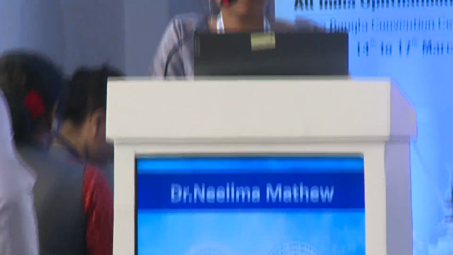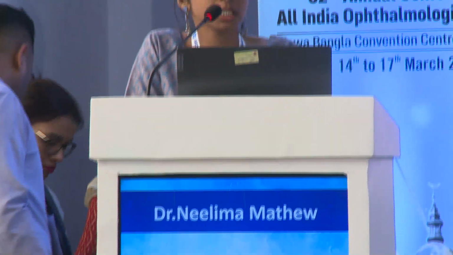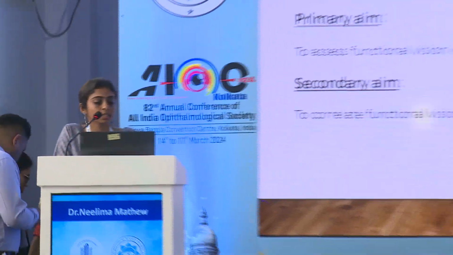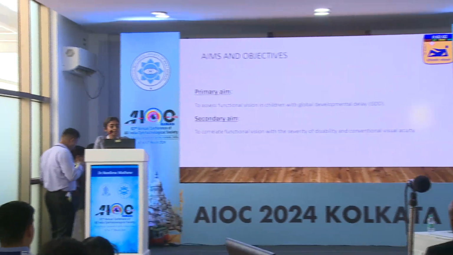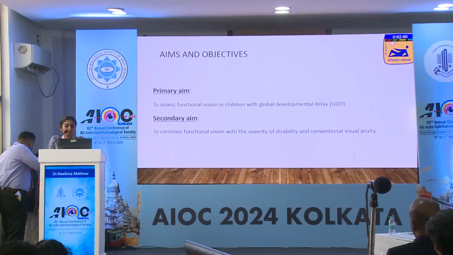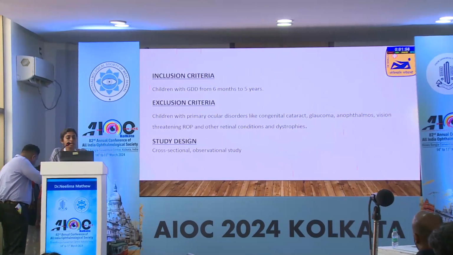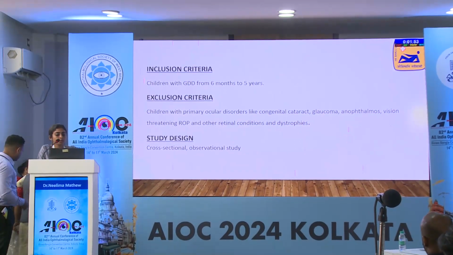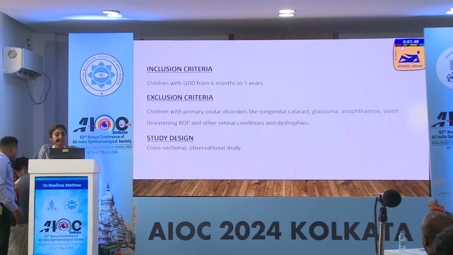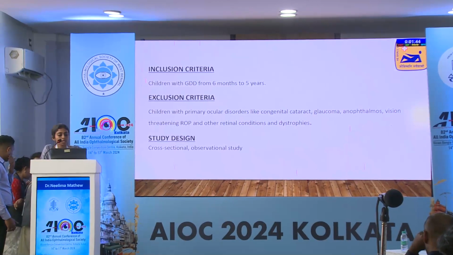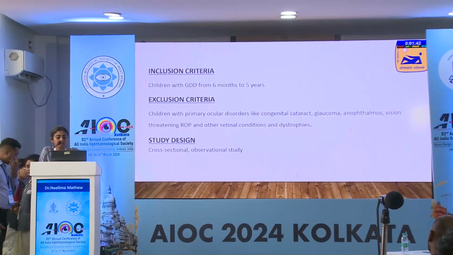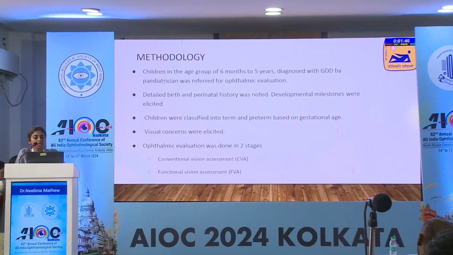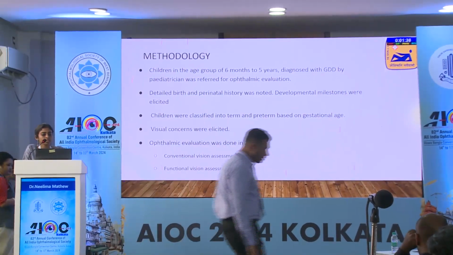Coming to the aim, the primary aim is to assess functional vision in children with global developmental delay, and the secondary aim was to correlate functional vision with the severity of disability and also with the conventional visual acuity. Inclusion criteria: GDD, children from 6 months to 5 years were included. Exclusion: any primary ocular disorders like congenital cataract, glaucoma, vision-threatening ROP, and retinal conditions were excluded. Study design: cross-sectional observational study.